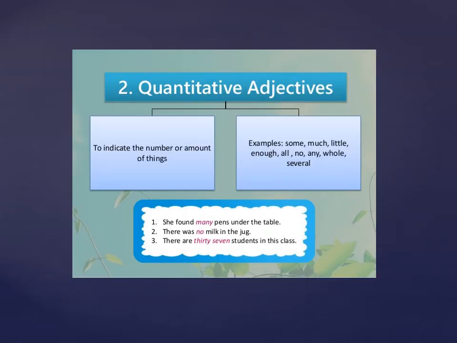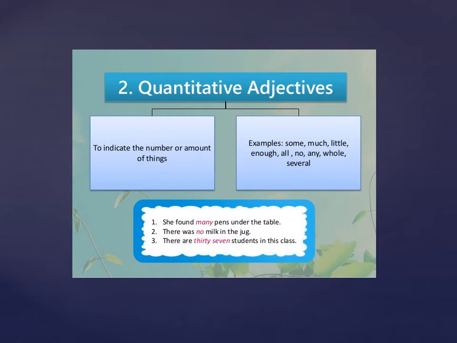The second type of adjective is quantitative. So the quantity of the noun or pronoun, to indicate the number or amount of the things. See that here example: she found many pens under the table. So here many pens. It shows the quantity of the pen. How many pens here? Many pens. So pen is described with the word many. So it shows the quantity of the noun or pronoun.